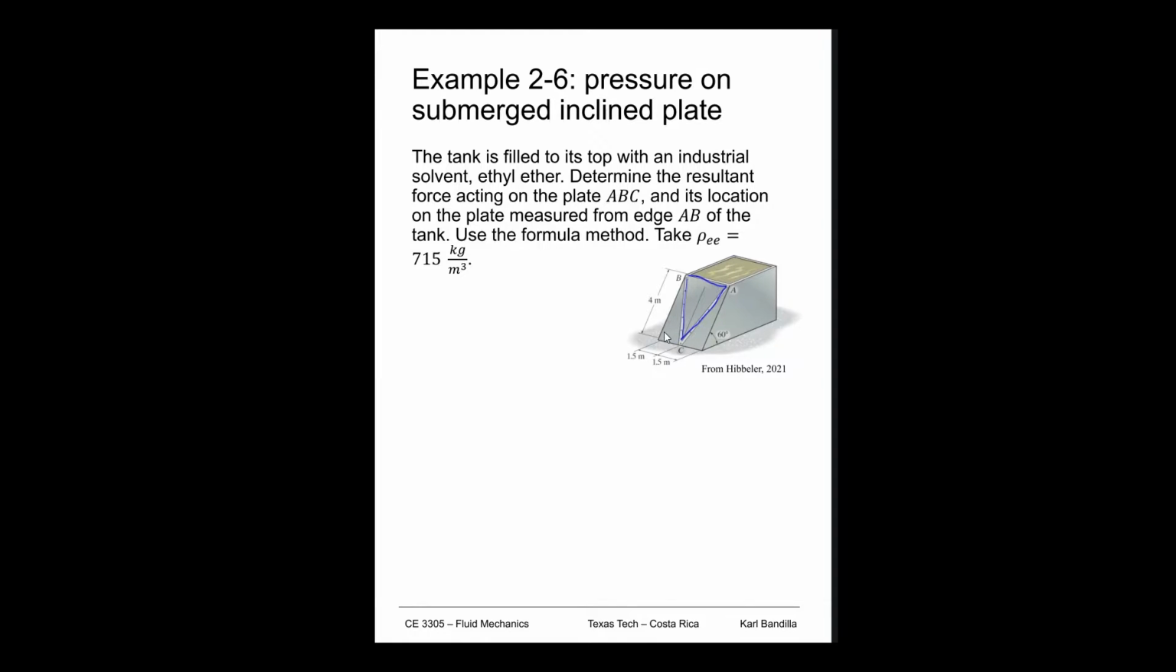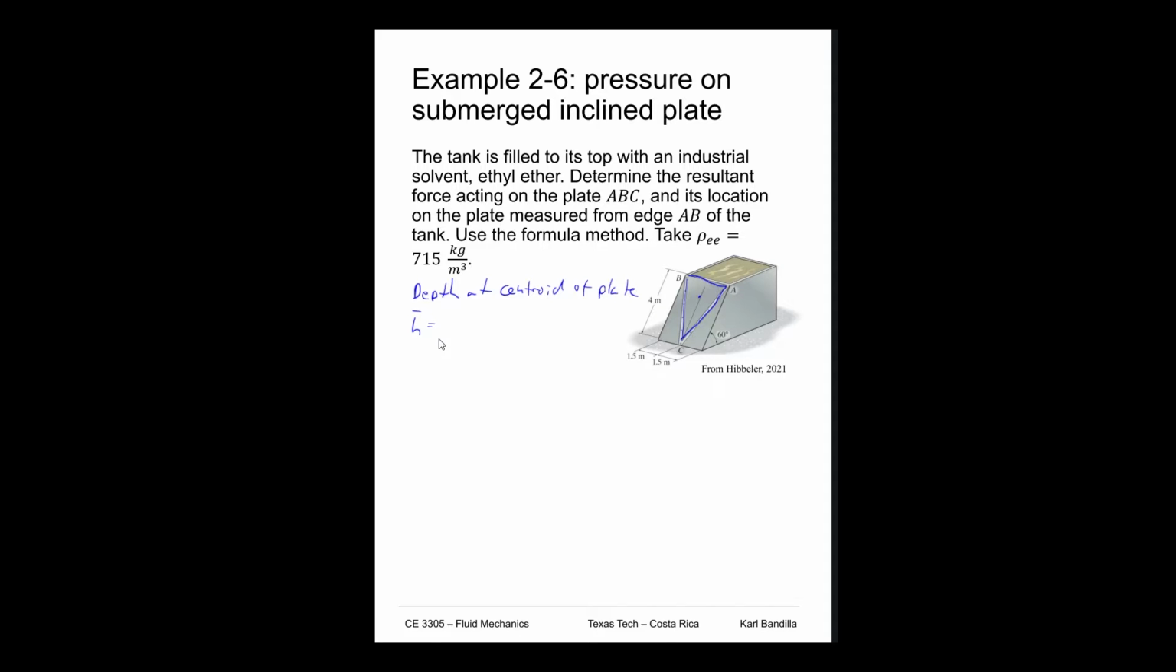So to do that, from the formula method, we have to first figure out what the depth at the centroid of the plate is. Our centroid is going to be somewhere here, right? We know it's 2/3 down the plate because it's a triangle. So we can start with that. We can say depth at centroid of plate, that's our H bar.